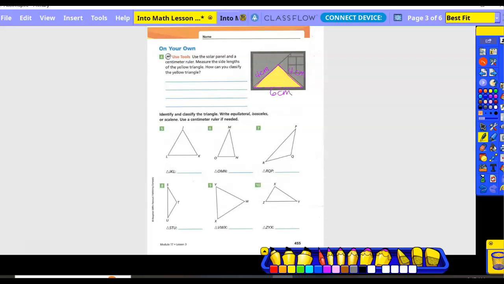So what type of triangle is that? Is it equilateral? Equilateral has to have how many? All of them. Are they all equal? No. Isosceles has to have 2. Are there 2 sides equal? Yes. Okay, so isosceles triangle.